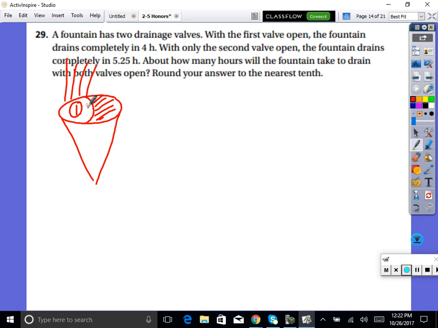So it says with the first valve open, the fountain drains completely. It's coming through and draining completely in 4 hours. Now, we don't know how much is draining, correct? So X is draining in 4 hours. And then with the second valve only open, so now we're going to close off this and open up our second valve. So putting a lid on this now and opening up this, it can drain in 5.25 hours. So this one's got to be a little smaller since it's taking longer to drain. So X over 5.25 is how much is draining.